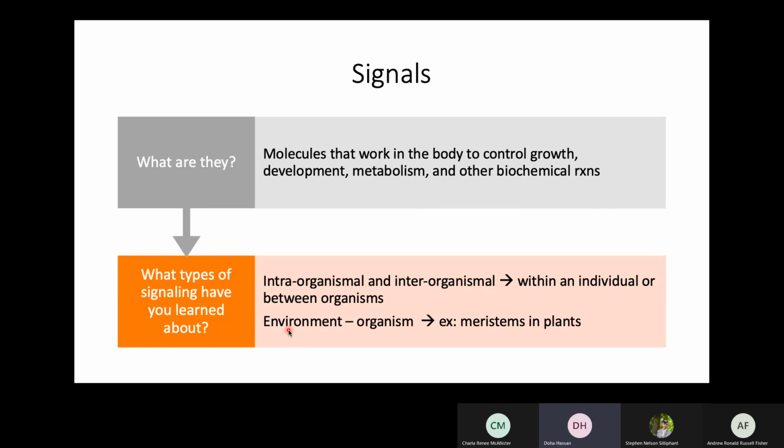And then there are also environment to organism signals. So this is getting an input from the environment using different sensory mechanisms, and then taking that in and understanding how to respond properly according to what that signal was. A good example of this that we've already talked about were the meristems that we found in plants.